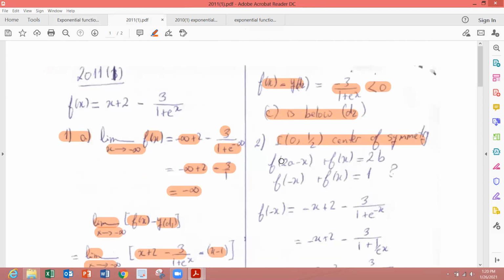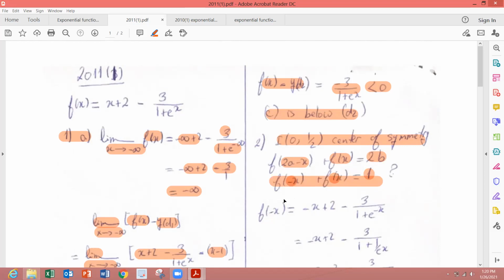The rule is f(2a minus x) plus f(x) equals 2b. Here a is 0 and b is 1/2. If we replace a by 0, 2 times 0 is 0, it remains f(minus x) plus f(x) equals 2b. 2 times 1/2 gives 1. We are going to verify this relation.